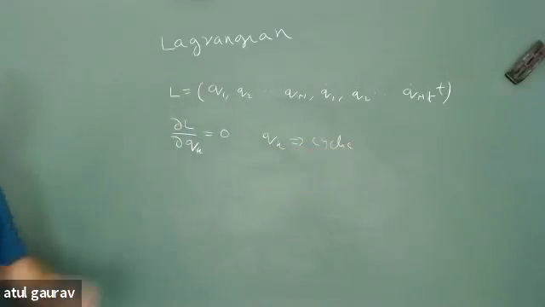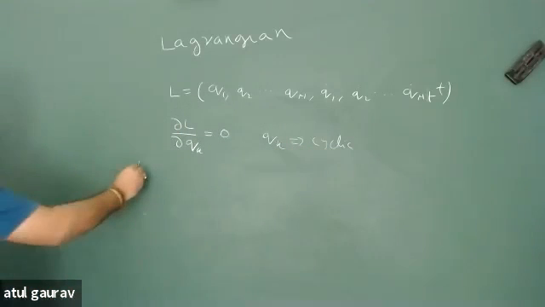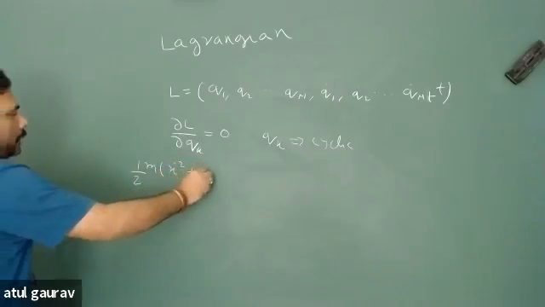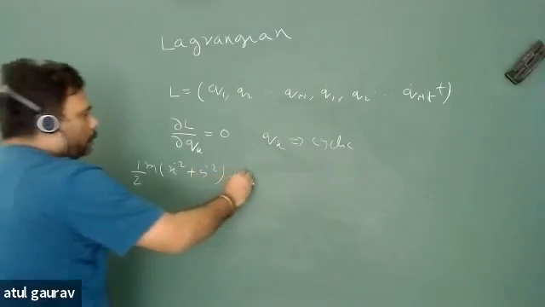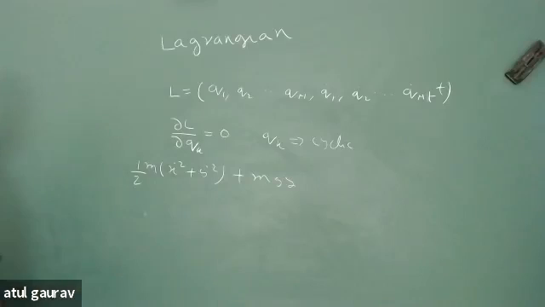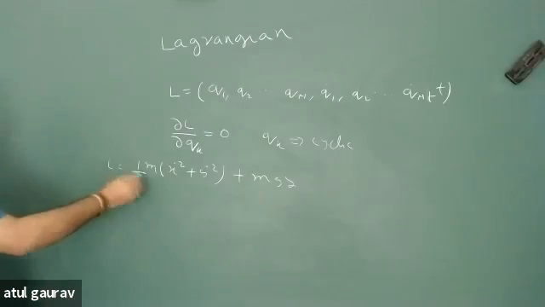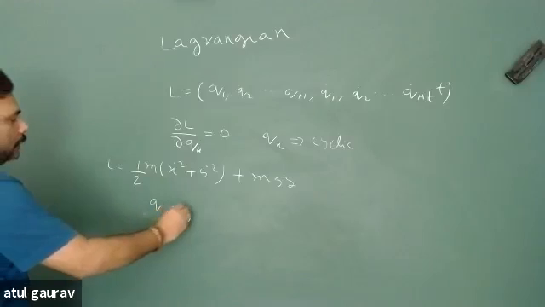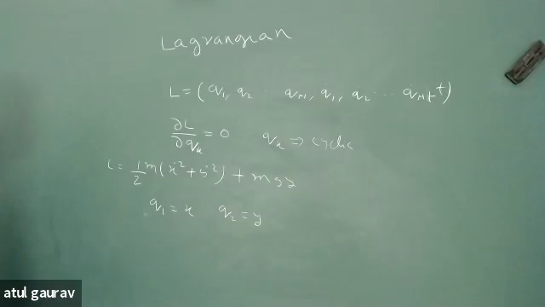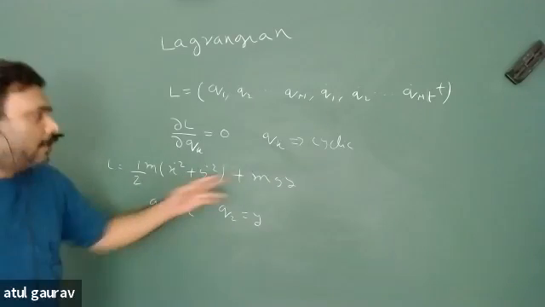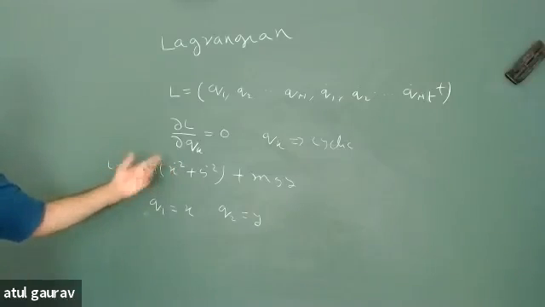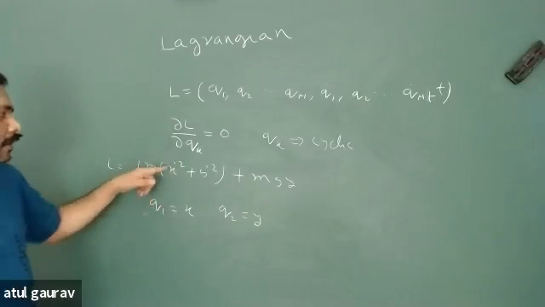For example, in the last class I did, suppose I have the Lagrangian half m (x dot square plus y dot square) plus mgy. Suppose this is my Lagrangian. In the last class I did this problem. So what is your generalized coordinate? You can write q1 is equal to x, q2 is equal to y. Even if x is not directly visible here, x dot is here, na? If x dot is here, it means x will be the generalized coordinate.